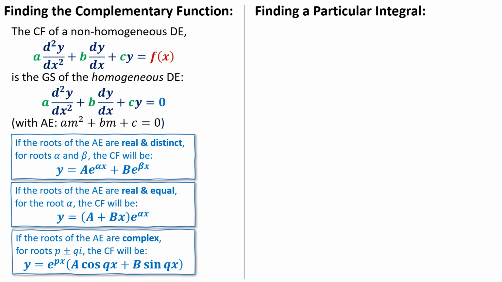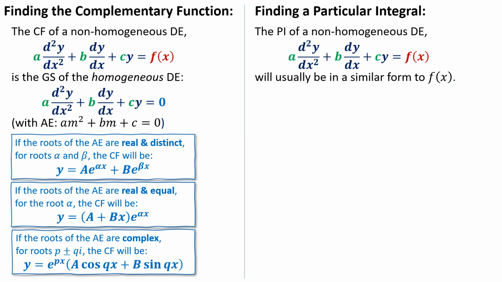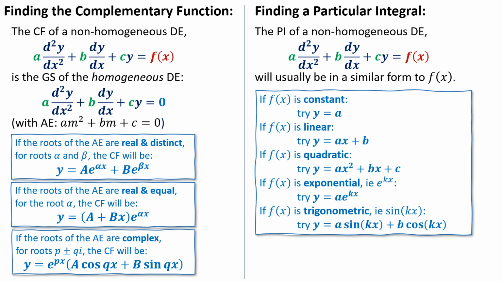Now, the second part of the process, when we're solving a non-homogeneous differential equation, is the particular integral. And generally speaking, what you're looking for is a function which is in a similar form to f of x. So whatever the function is on the right-hand side, you're looking to use as your trial function something which is going to be similar. So for instance, if f of x is just a constant, then you're going to try y equals a constant. So y equals a, for instance. If f of x is linear, you go with something linear. If f of x is quadratic, you go with something quadratic.